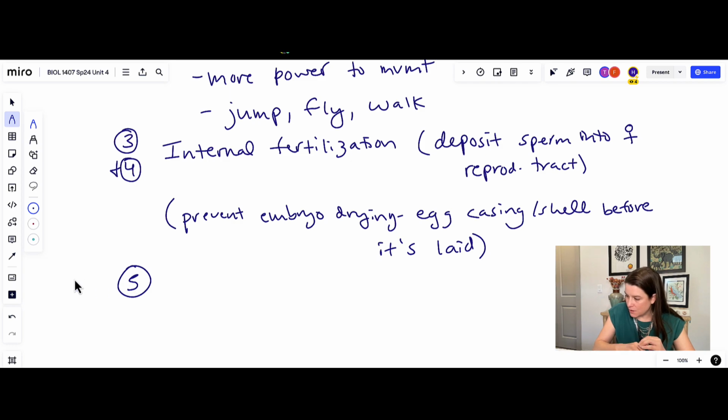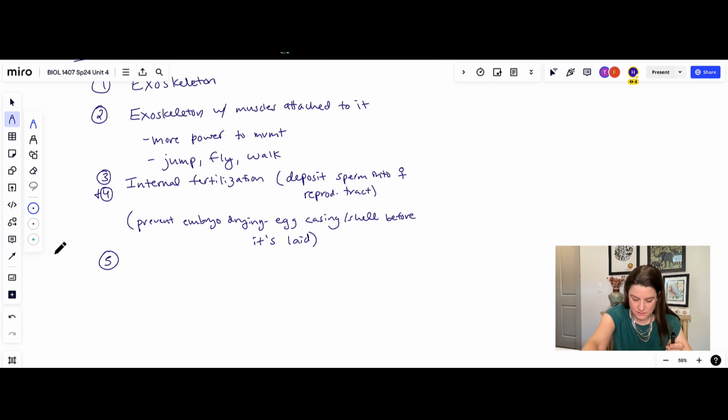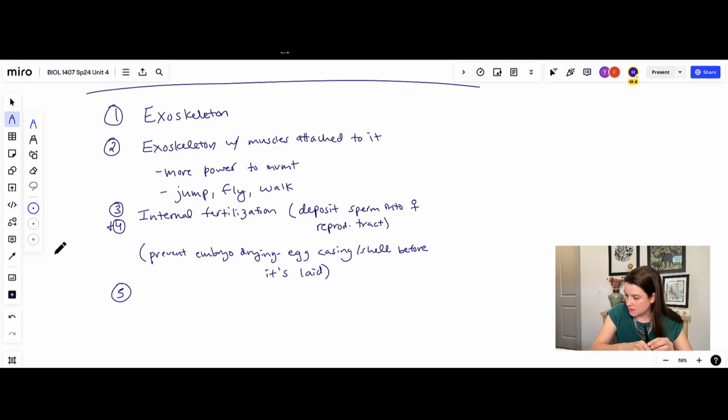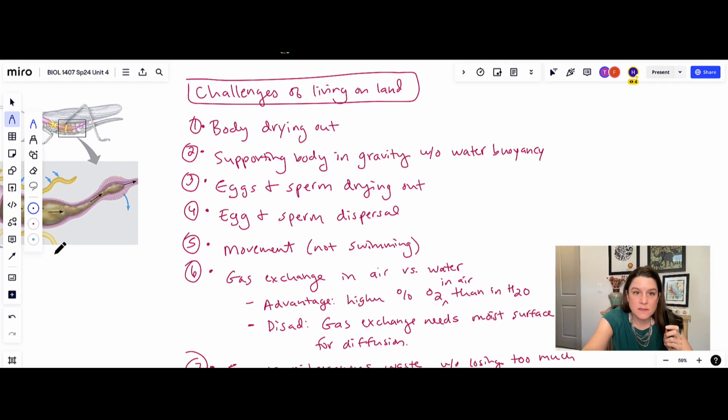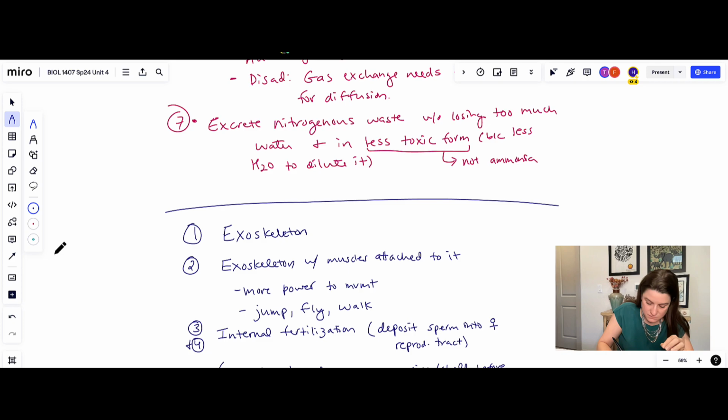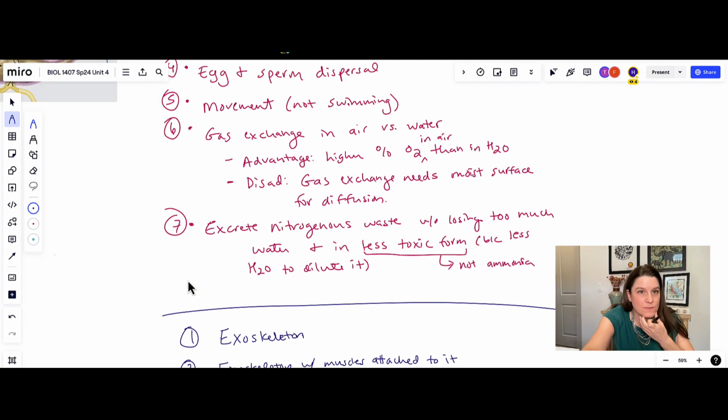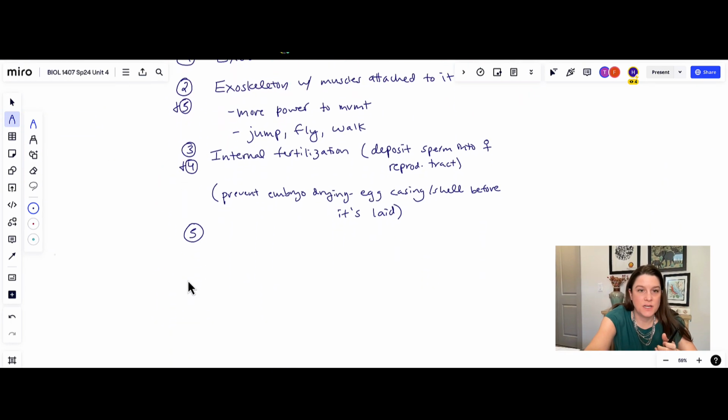Oh, did I do these out of order? Supporting body, exoskeleton. I guess that's also the movement one, number 5. Okay. So this is number 6, gas exchange. All right.